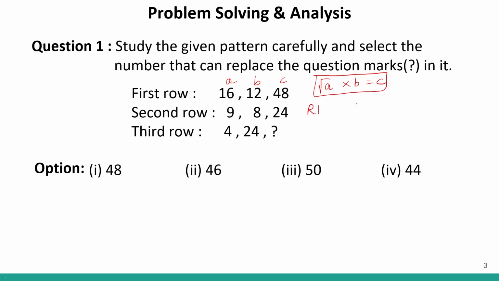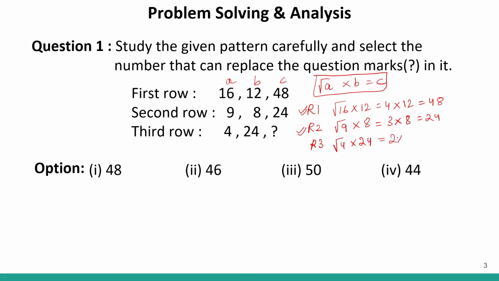Now let us check for row 1. For row 1, the square root of 16 into 12, that means 4 into 12, will give me 48. So this is correct. Now let us check for row 2. Row 2, the square root of 9 into 8 gives me 3 into 8, which is 24. So first we understood the logic from row 1 and then we confirmed the logic from row 2. Now we'll move forward to row 3. In row 3 again, the square root of 4 into 24. The square root of 4 will be 2. 2 into 24 will be how much? It will be 48. So 48 will be my answer.